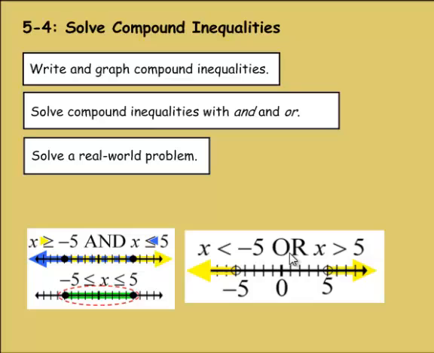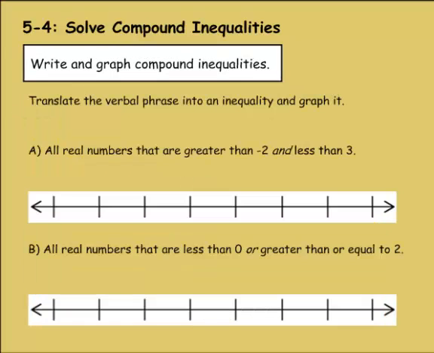Ors are different. They could meet either one of the conditions and then you would be okay. So if x is less than negative 5 or x is greater than 5, we'd have open circles at negative 5 and 5 going in this direction, which is less than negative 5, or this direction, which is greater than positive 5. Anything on either of these lines would be okay. Anything where you don't see a line would not be a solution. So let's give these a shot.